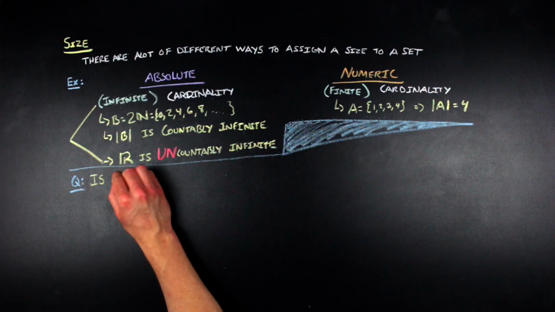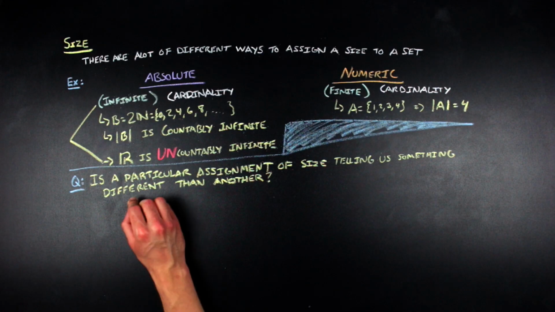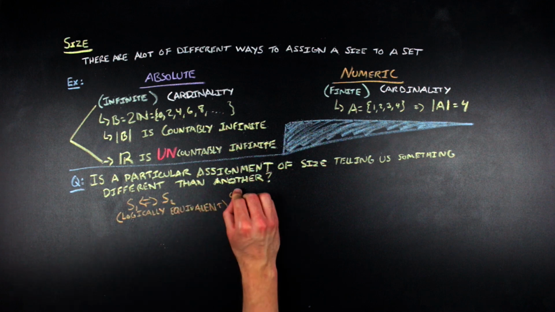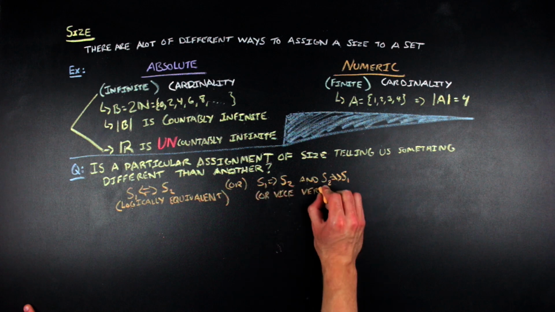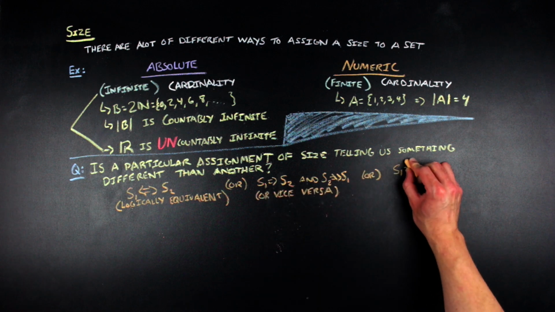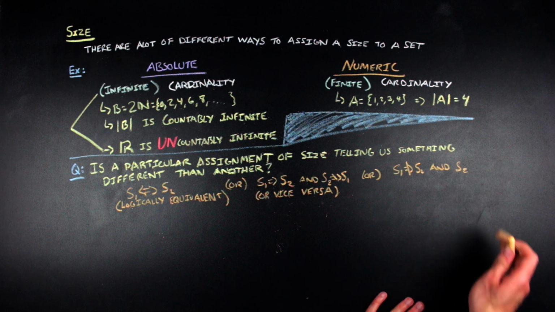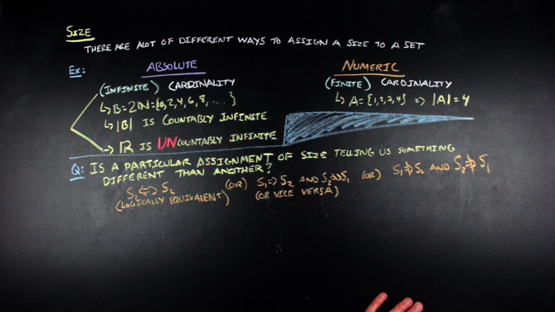With that as a bit of intuition behind ways that we can describe sets as either absolutely a certain size or numerically a certain size, we can also ask questions about how different assignments of sizing compare to one another. And what this means mathematically is that you can either have the two sizing methods be logically equivalent, or you can have the first one say more than the second, or vice versa. Or you could have something where a particular size does not tell you anything about the other size assignment. That is, they're totally different descriptions of a set.